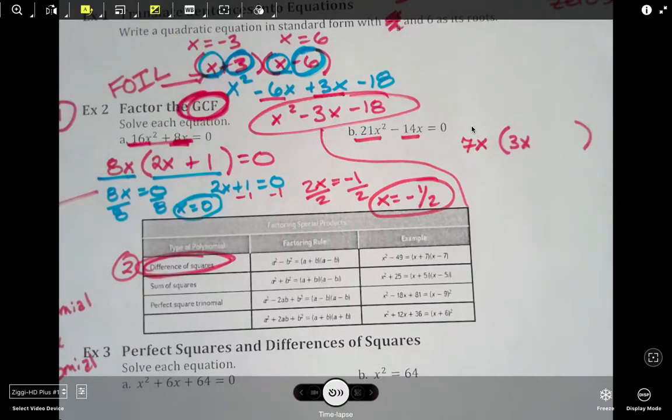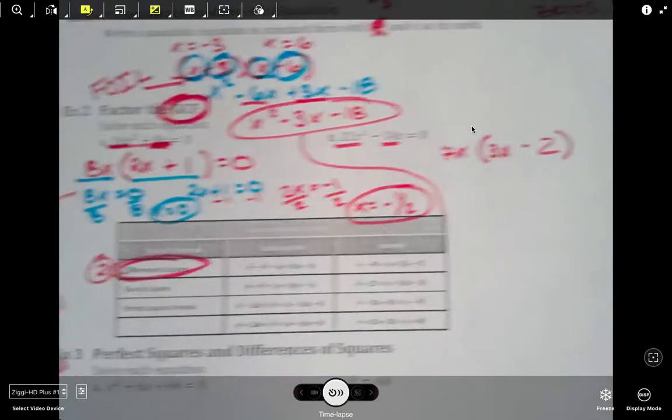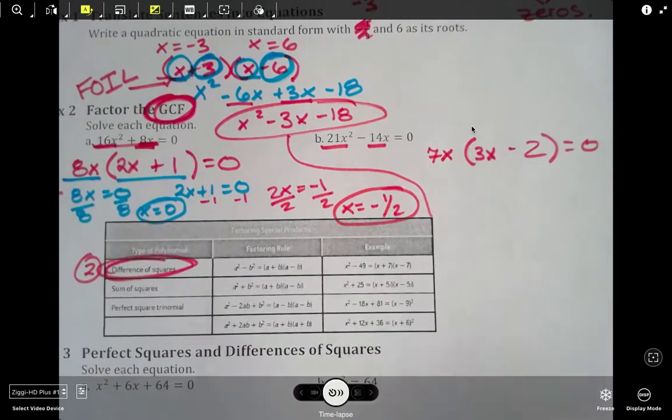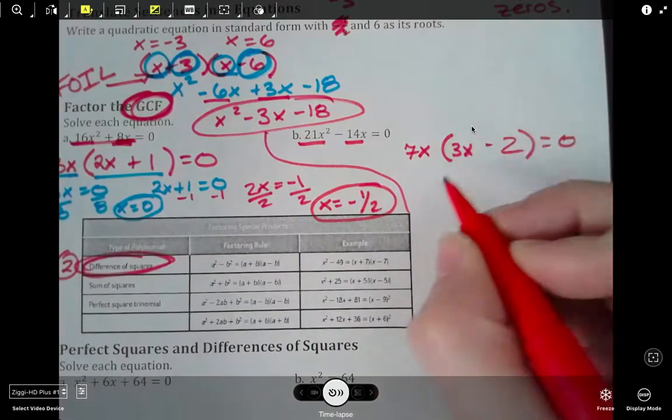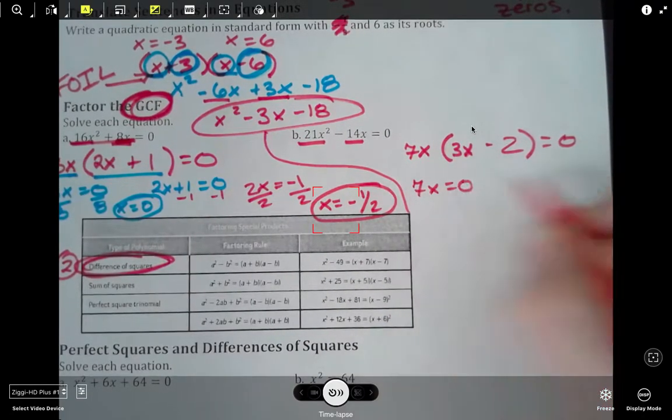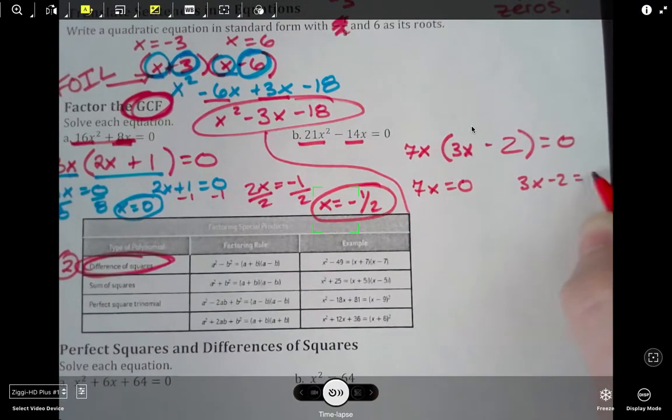Okay, we'll get to that. You're not going to set that equal to 0. You're just going to factor it out. So this one's minus 2 equals 0. So 7x times 3x minus 2. There's no x on there, right? Okay, so 7x, you set that equal to 0, and 3x minus 2, you set that equal to 0.